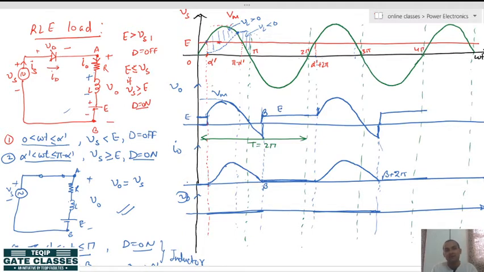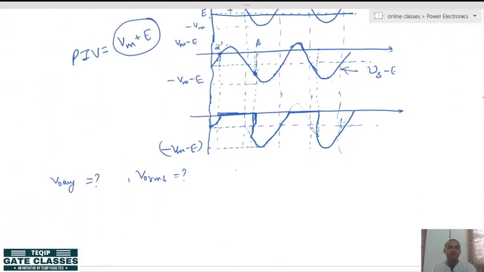Instead, if we take the time period from alpha dash to pi minus alpha dash, the time period is again 2 pi. But with limits from alpha dash to pi minus alpha dash, you have to break the curve only 2 times, and only 2 calculations will be involved: first from alpha dash to beta, and from beta to alpha dash plus 2 pi. So let's find the average output voltage in this case. Here the time period is 2 pi, and I am taking limits from alpha dash to 2 pi plus alpha dash.